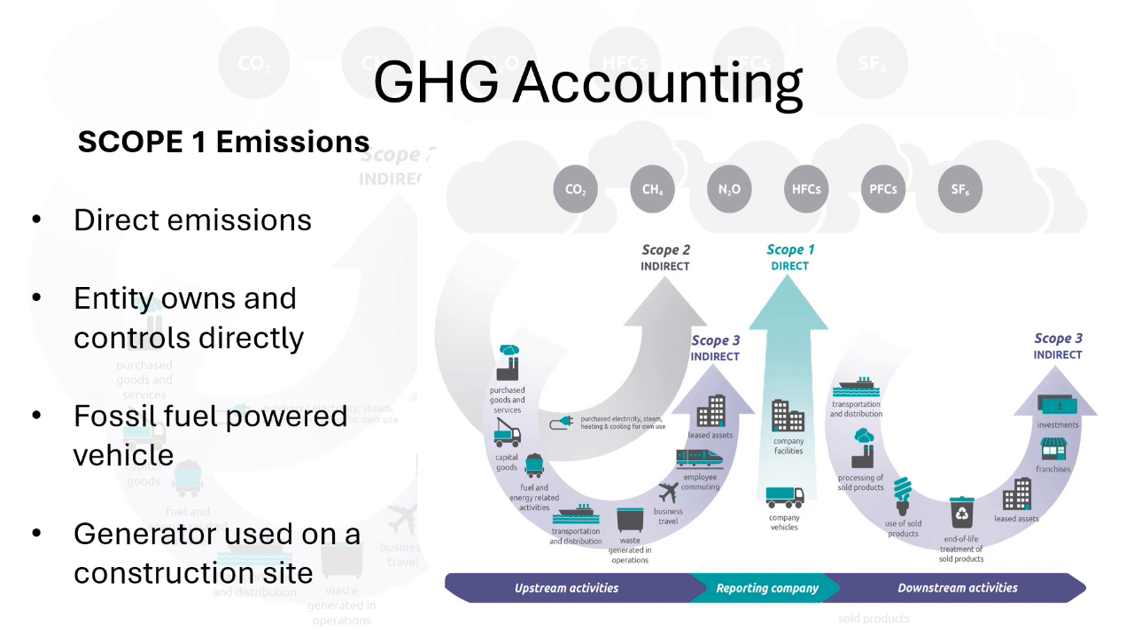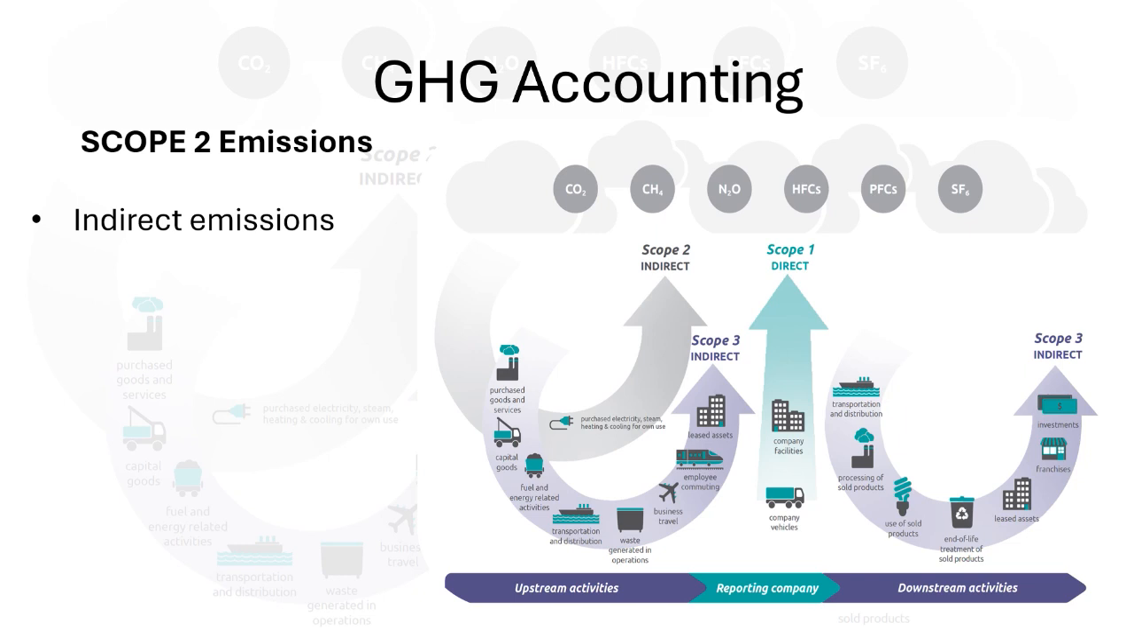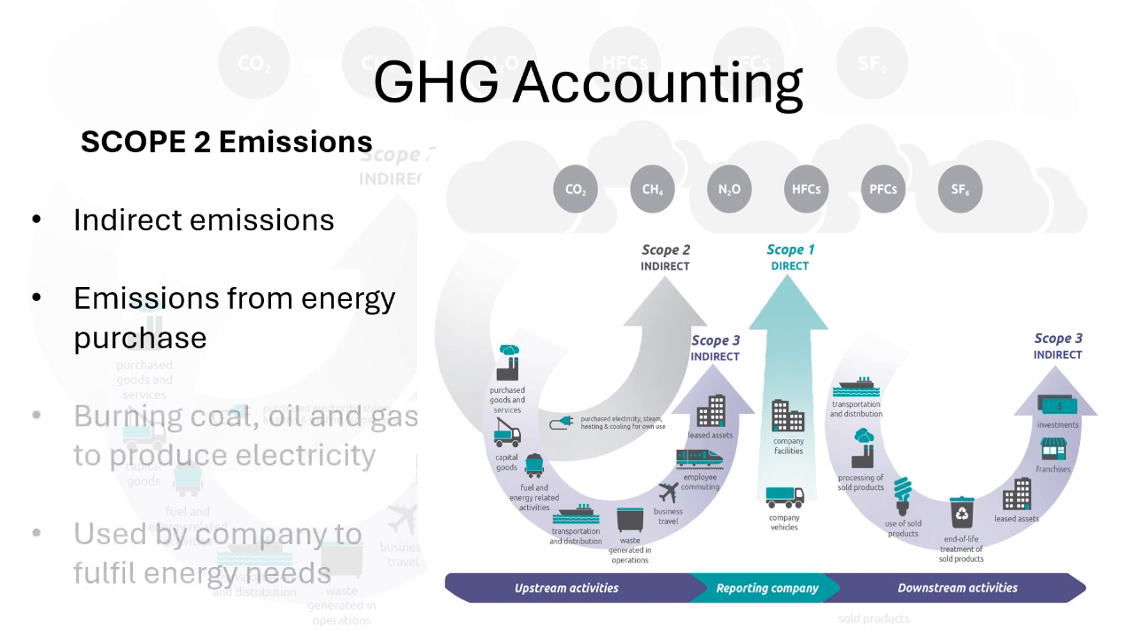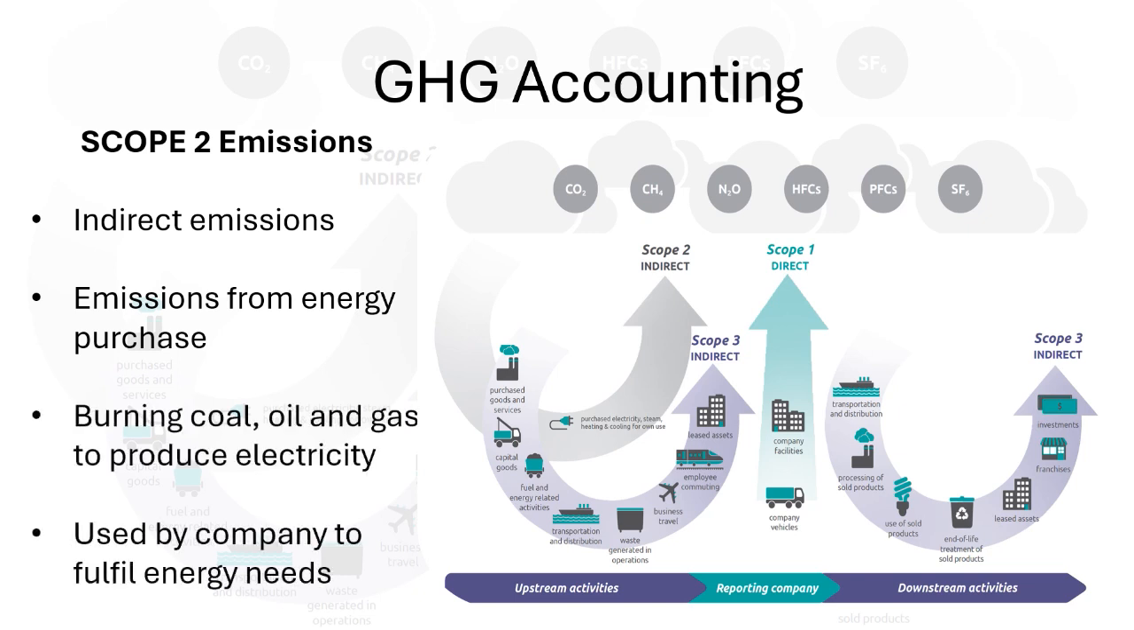Scope 2 are the sources of emissions that a company uses indirectly and come from the purchase of energy. The emissions caused by burning coal, oil, or gas to produce electricity by the production facility which an organization uses to fulfill its energy needs.